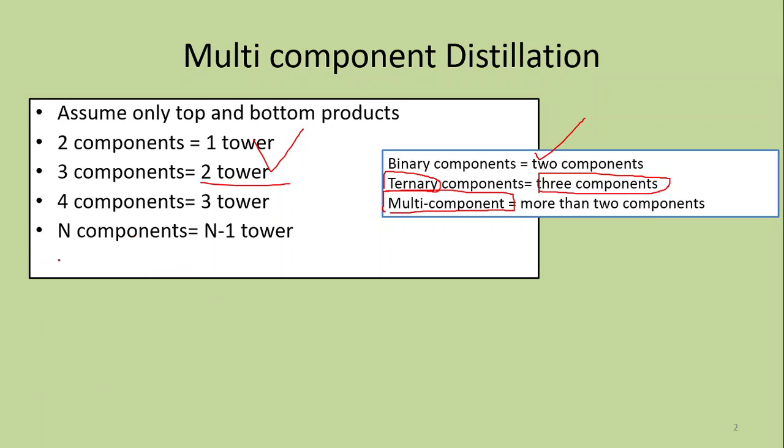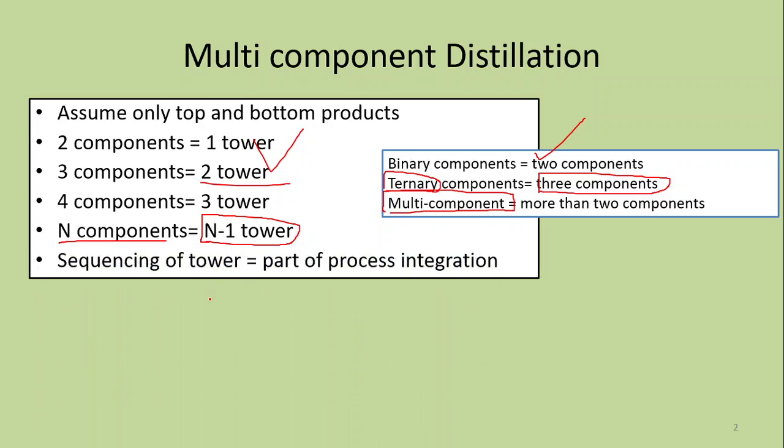So in the general format, for n components, we need n minus 1 towers for separation of the components into the individual constituents. So for example, if there are 5 components, we need 4 towers.